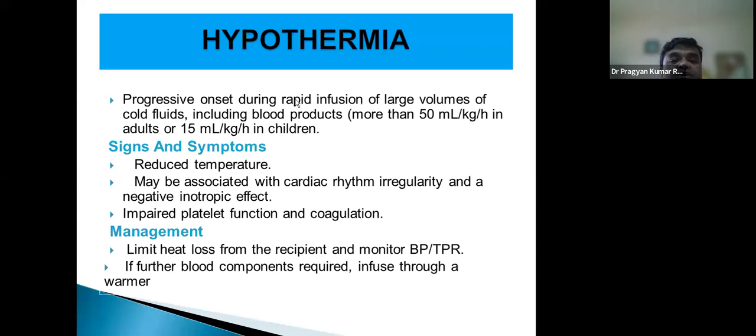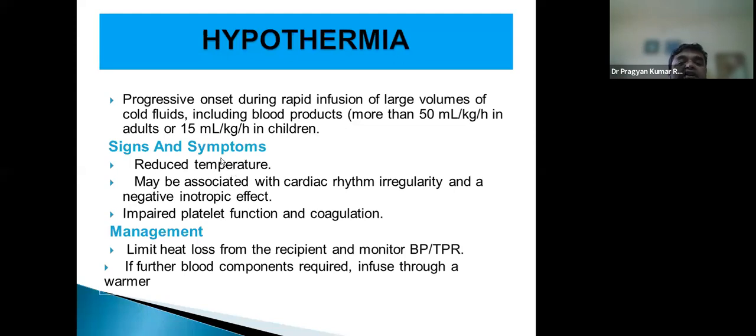Number two, non-immunogenic reactions include hypothermia. It occurs with progressive onset during rapid transfusion of a large volume of cold fluid, like when somebody is bleeding heavily. You have asked for 10 or 20 units of blood and you are pumping in 4 to 5 units of blood, and you do not have time to normalize the temperature. It mostly occurs in children. It occurs whenever there's a high volume of blood product, like 50 ml per kg per hour in adults or 15 ml per kg per hour in children.